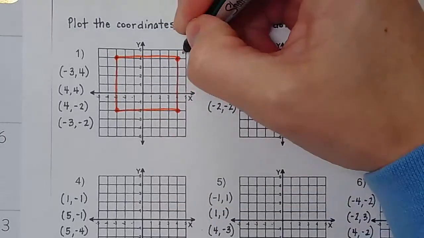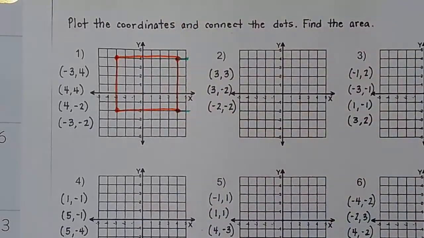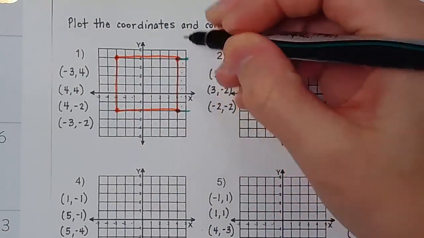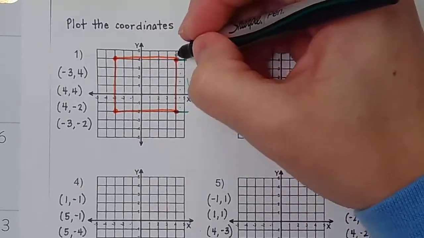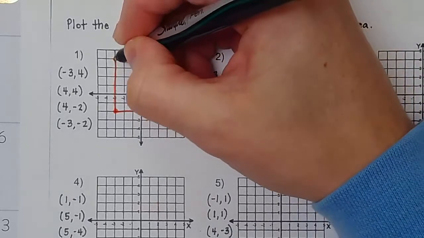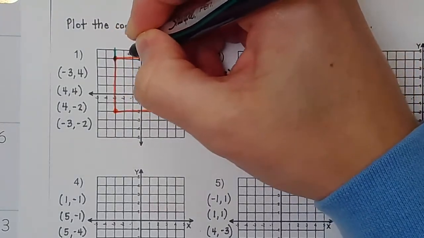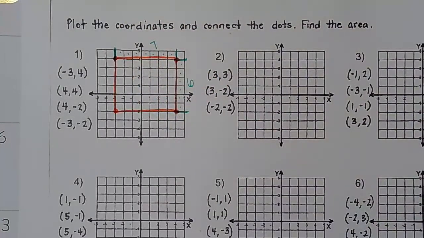So in other words, we're going from this line to this line. So how many squares is that? So 1, 2, 3, 4, 5, 6. So the length of this side is 6. Now I'm going from this line to this line. 1, 2, 3, 4, 5, 6, 7. So since they're not the same, I do know now that it is a rectangle.